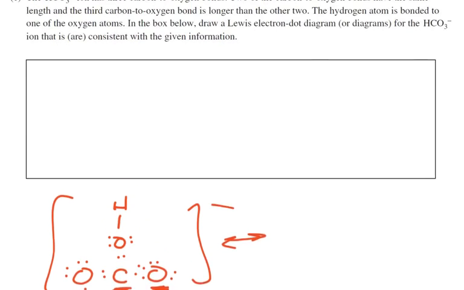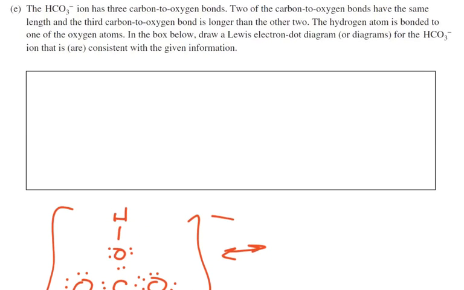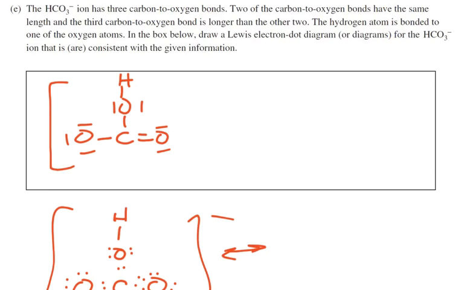So I'm going to go back and clean up my picture a little bit. So what do we have? We have carbon doubly bonded to an oxygen, oxygen with a hydrogen, and singly bonded to another oxygen. I have 2 lone pairs here, 3 lone pairs here, 2 lone pairs here, and the whole thing has a bracket and a negative charge.